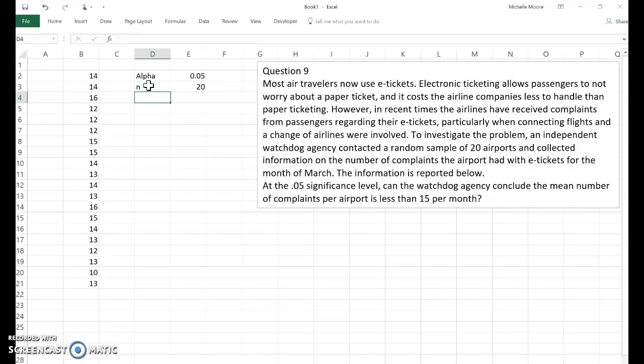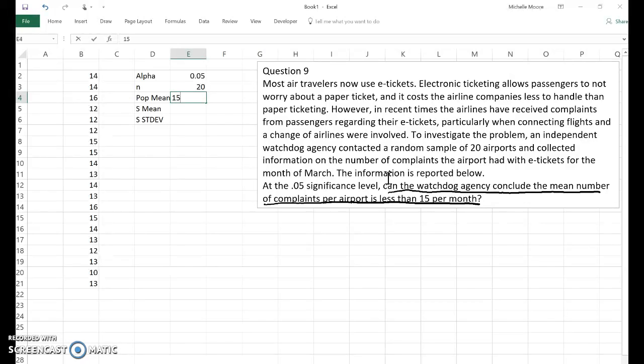To do this hypothesis test, we're going to need to know a couple of things. We're going to need to know the population mean, the sample mean, and the sample standard deviation. Now the population mean, even though it's not given fully at the top of the question, is in the question itself down here, which we should underline like we usually do: can the watchdog agency conclude the mean number of complaints per airport is less than 15 per month? So the number we're comparing to is 15, and that is going to be our population mean.